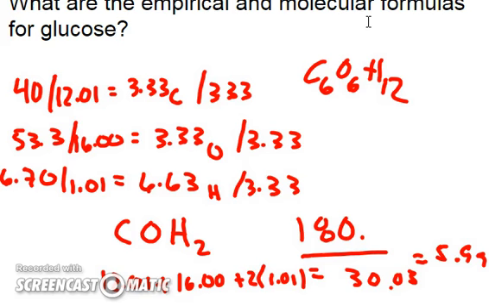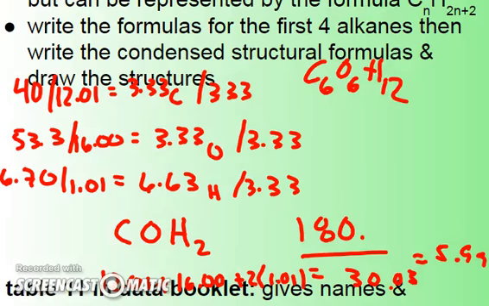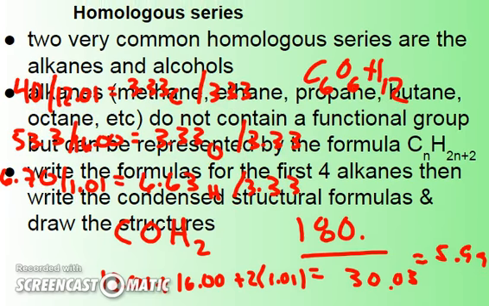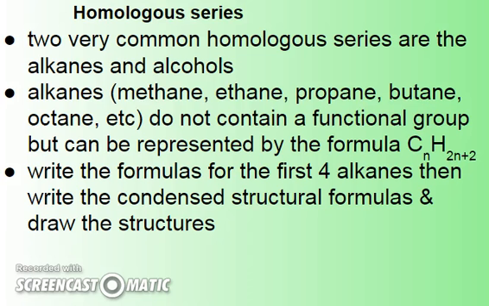So that's a quick review of empirical and molecular formulas. So moving on to our next screen, 2 really common homologous series that 10.1 focuses on are the alkanes and alcohols. I've just listed some of the common alkanes that you've maybe heard of: methane, ethane, propane, butane, and octane. Those are ones that we use commonly in our day-to-day lives.